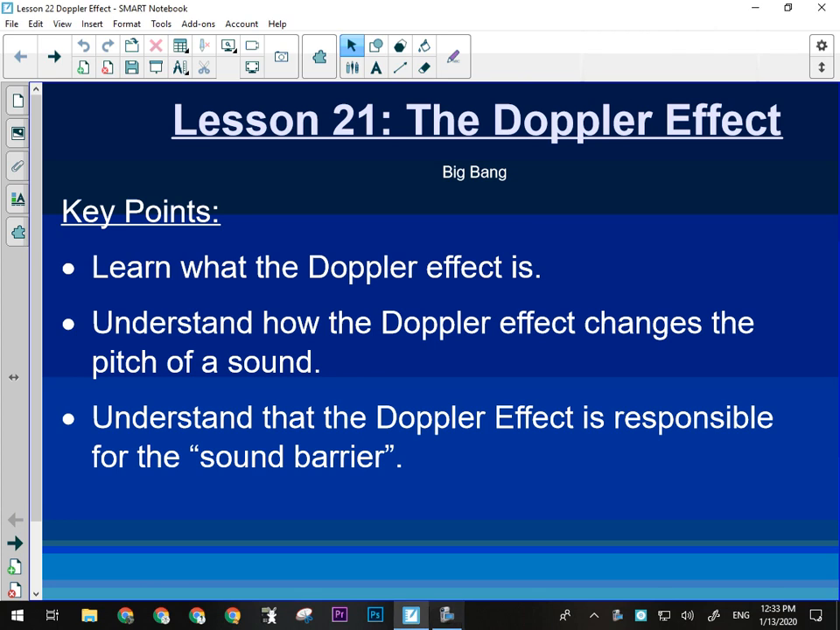Last topic in Physics 20. Okay, Doppler effect. Right? Now, we're going to go over what the Doppler effect is. We're going to go over how it happens, and then we're going to look at some problem solving to do with it. Okay, using the Doppler effect formula.